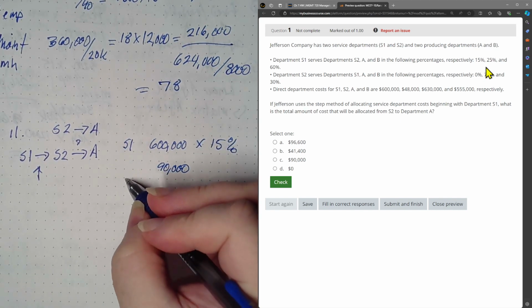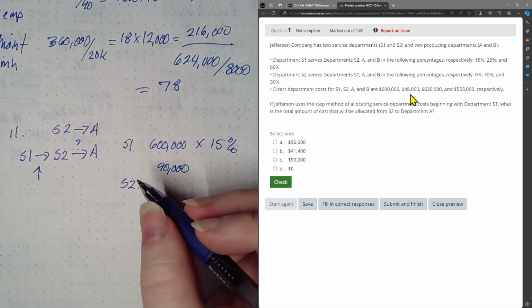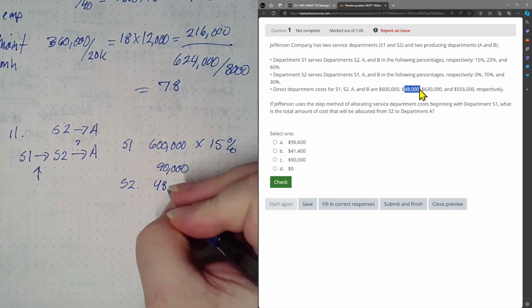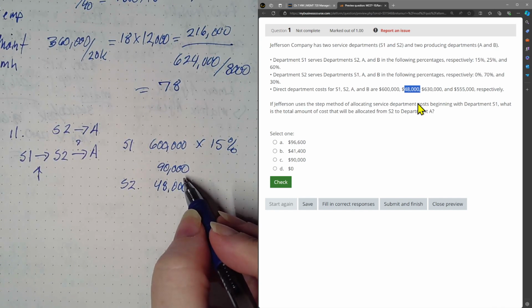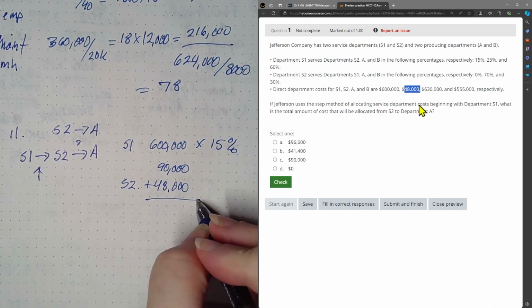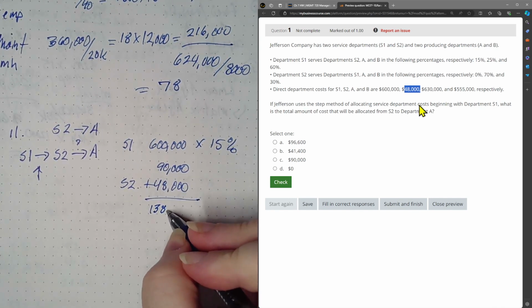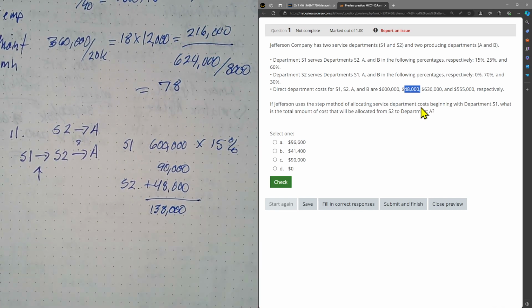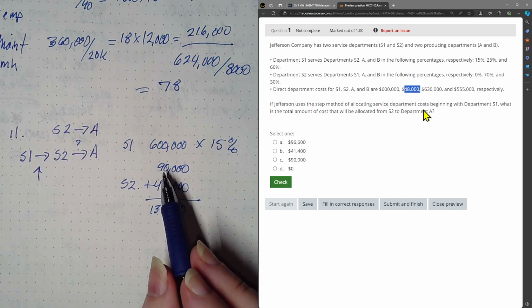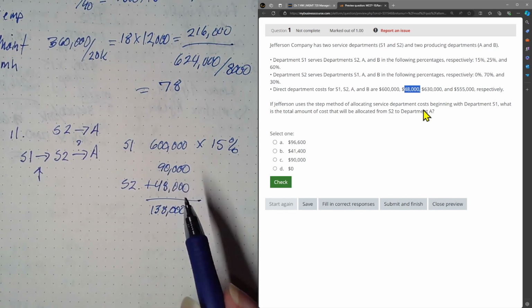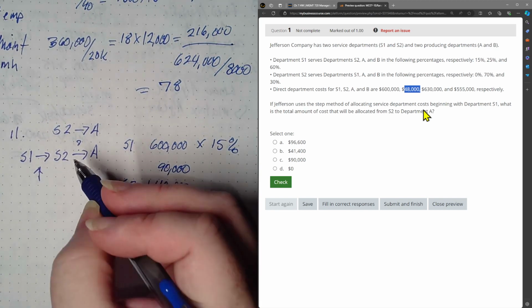Now S2 has its own costs, right? So if this is an order, S1, S2, so 600,000 is S1, 48,000 is S2. So 48,000 is its native amount of cost, plus it is absorbing the 90,000. So we need to add these two together. And that looks like that comes out to 138. So that's the amount of cost. It's its own 48,000 plus 90,000 of S1, of service department 1.